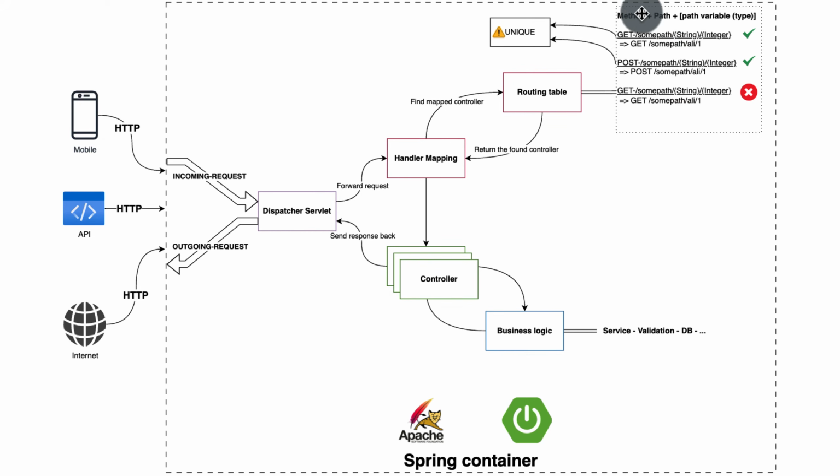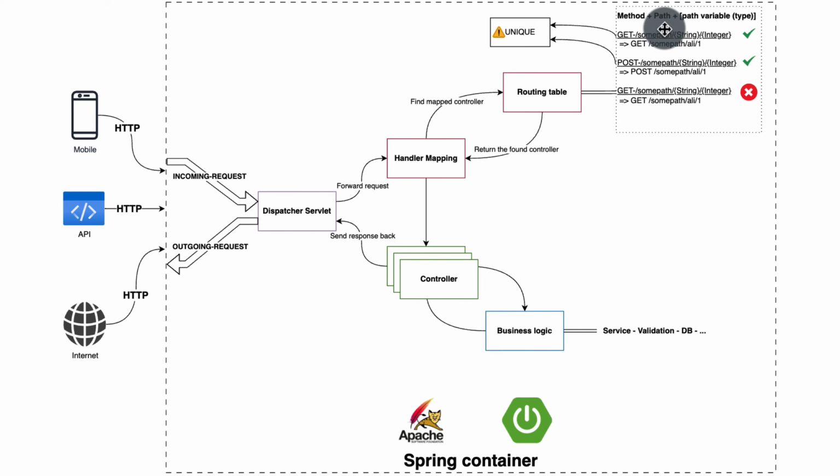And now let me show you how this routing table is composed, and this is already happening when the application starts up. So first of all, it's the method with a get, post, put, delete, and so forth. And then we have the path. So the path is the path that you have on the controller plus the path you have on the method.